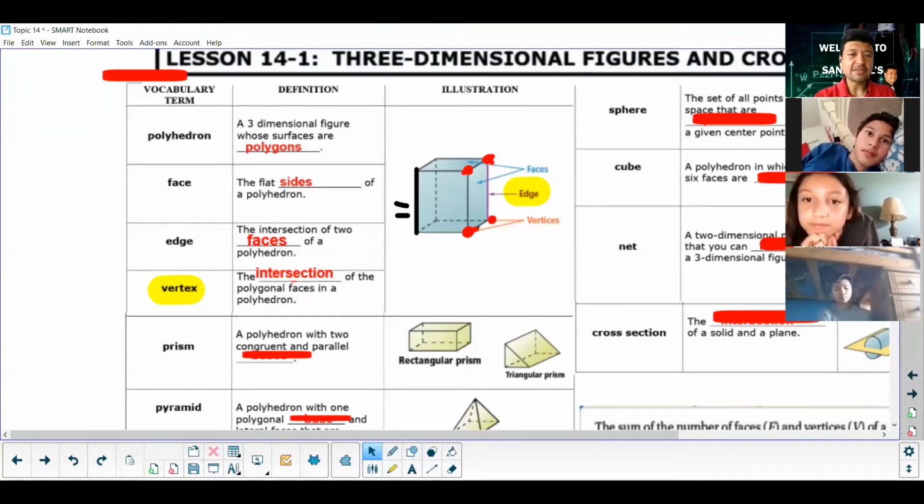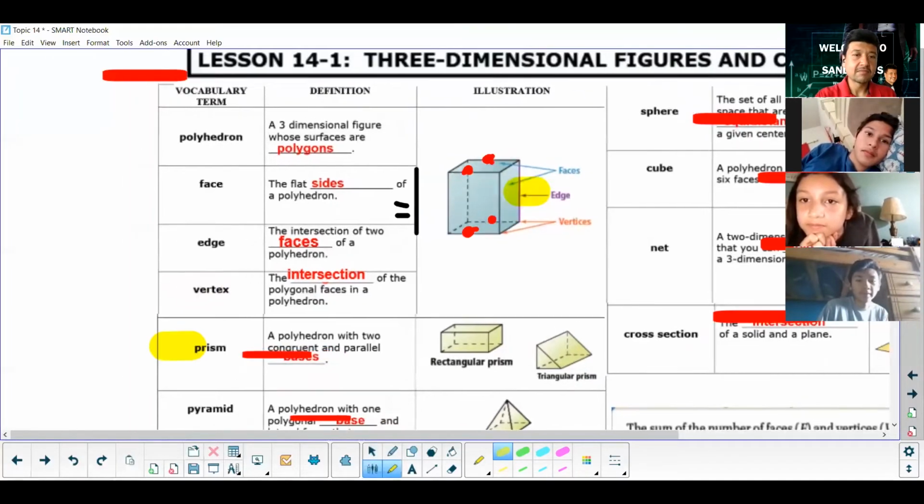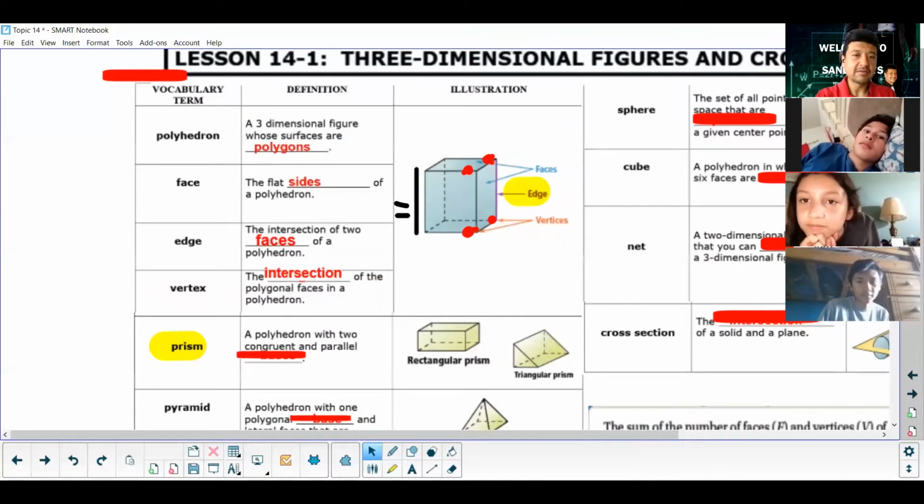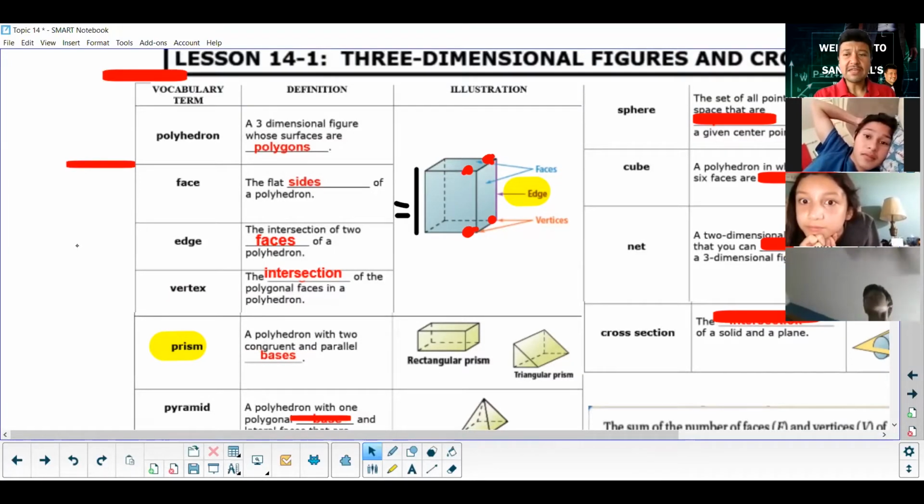All right, excellent. Okay, so now, Marcus, go ahead and read the next one. Read prism. Prism. A polyhedron with two congruent and parallel blank. Yes, two congruent. Good. So it's important because how do they name a prism? Do you kids know?